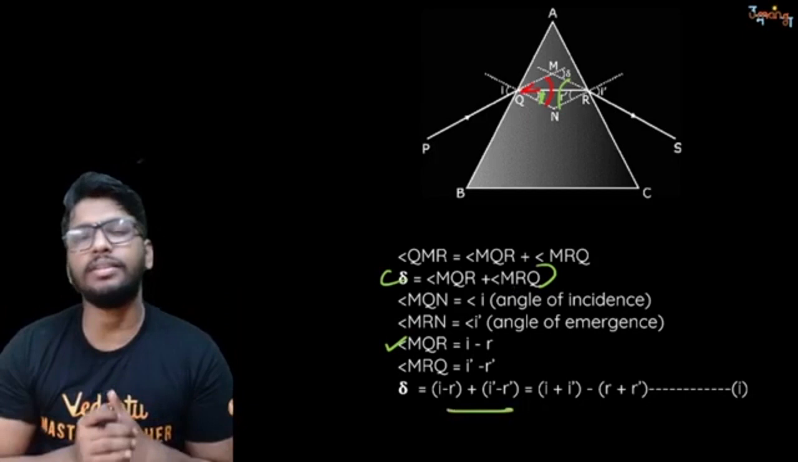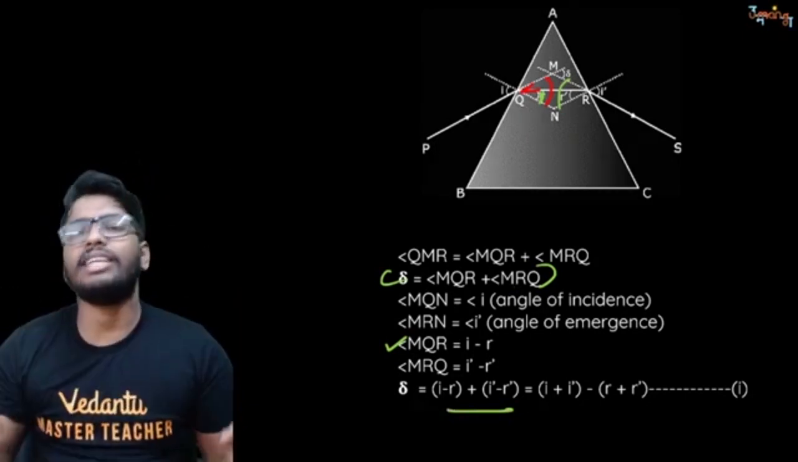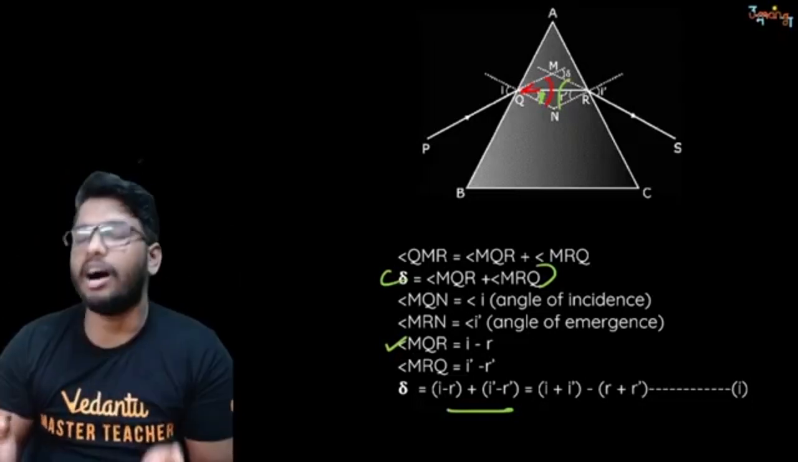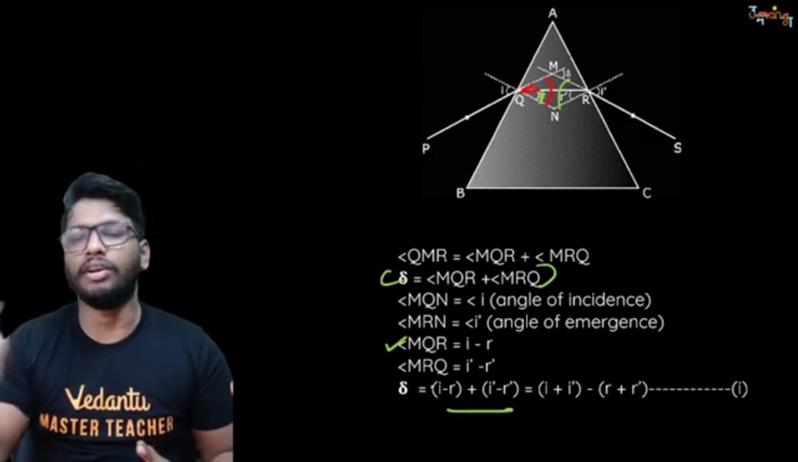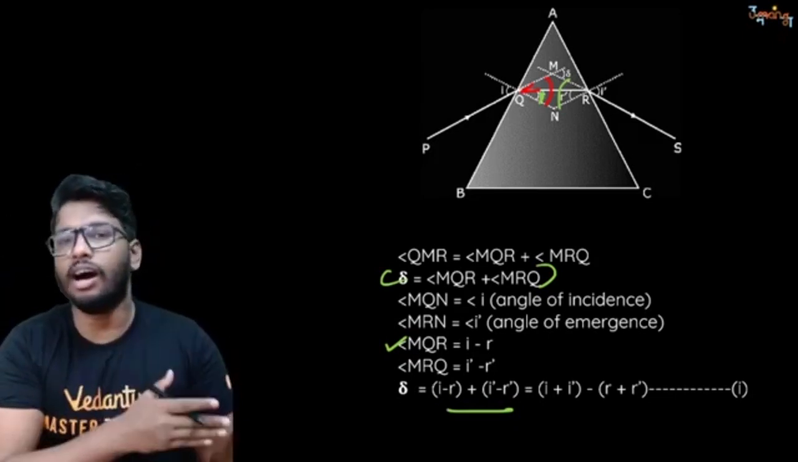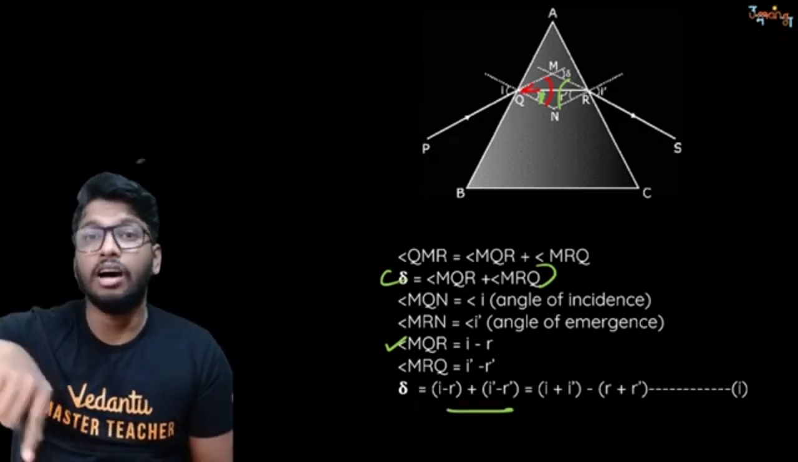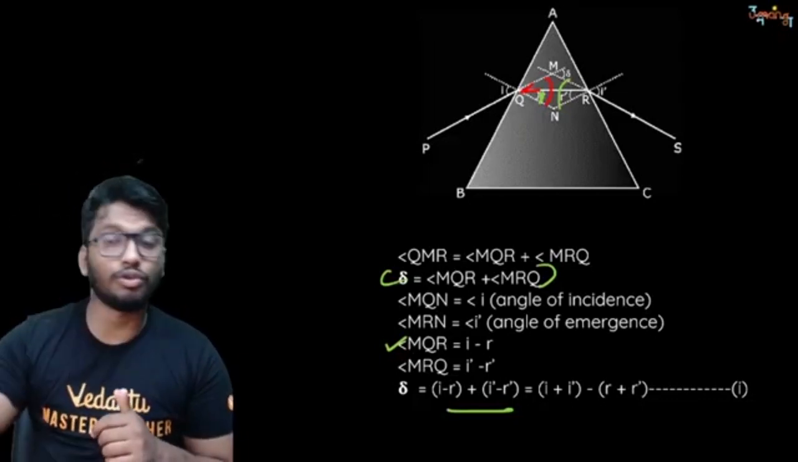All right. Very simple. Now I'm going to rearrange the equation to group all the I terms and to group all the R terms. Both of them have negative terms. I'm going to take that outside and rearrange the terms to give me I plus I dash and minus the whole of R plus R dash. Very, very simple. All right. I hope you guys understood so far.